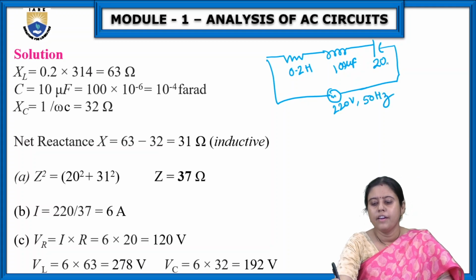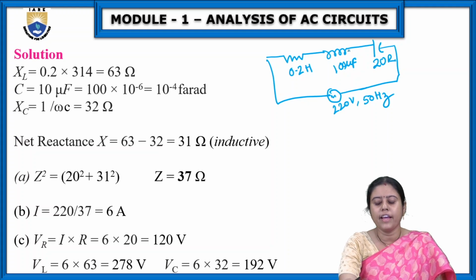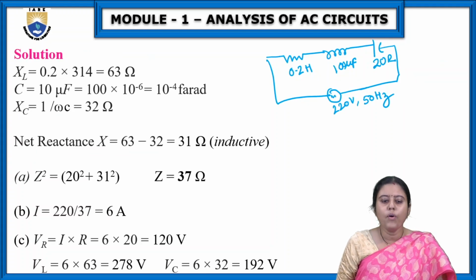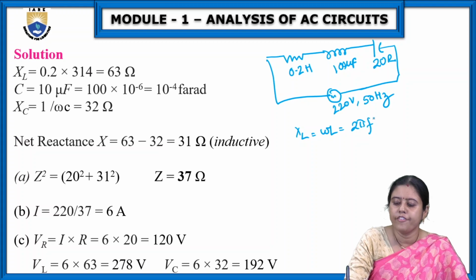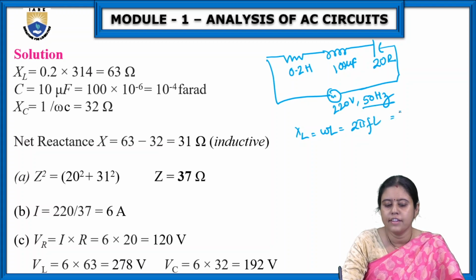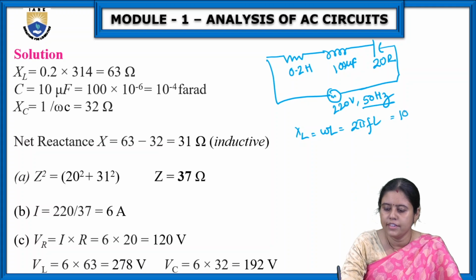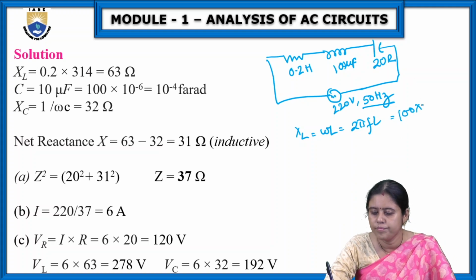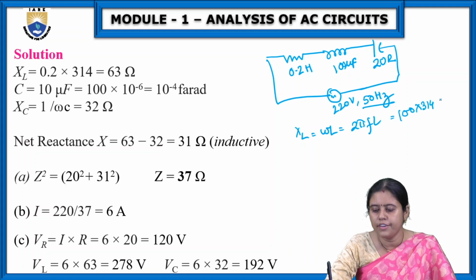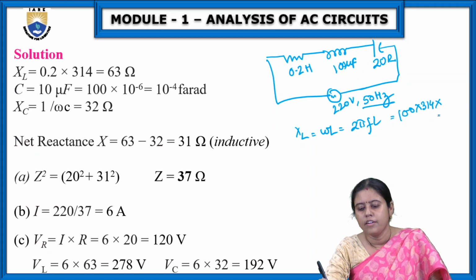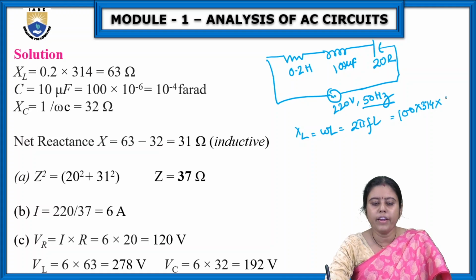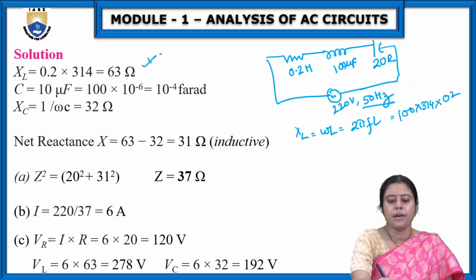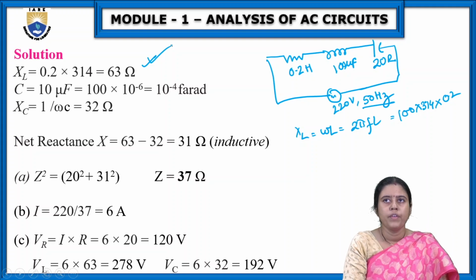So this is our equation. First we will calculate the XL. What is XL? XL is equal to omega L, 2 pi FL. F is equal to 50 hertz. So it is coming 100 into 3.14 into L 0.2. So the value is coming 63 ohm.